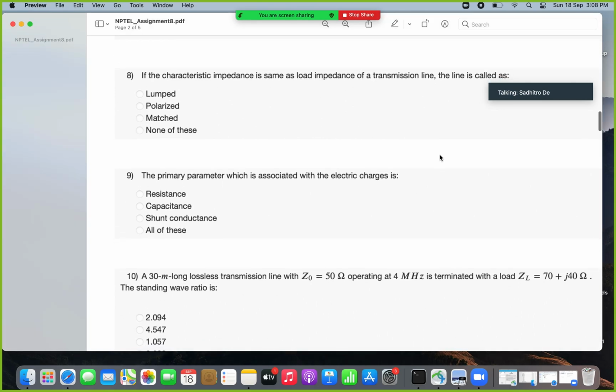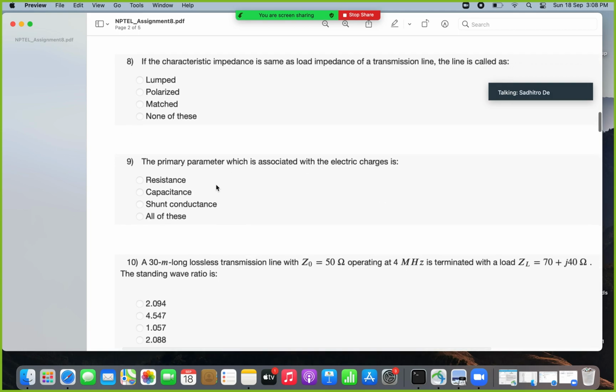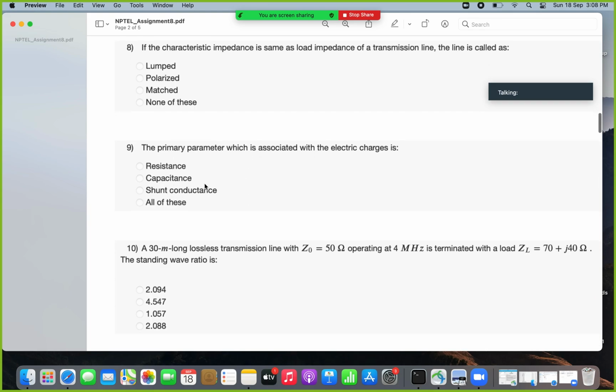Okay, so question number 9 here. Yeah, so this is capacitance, right?